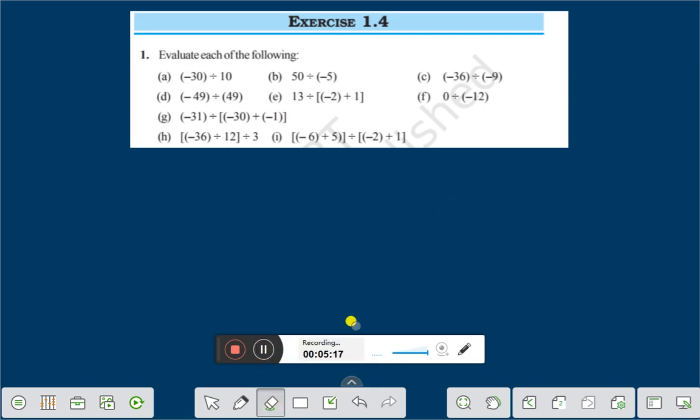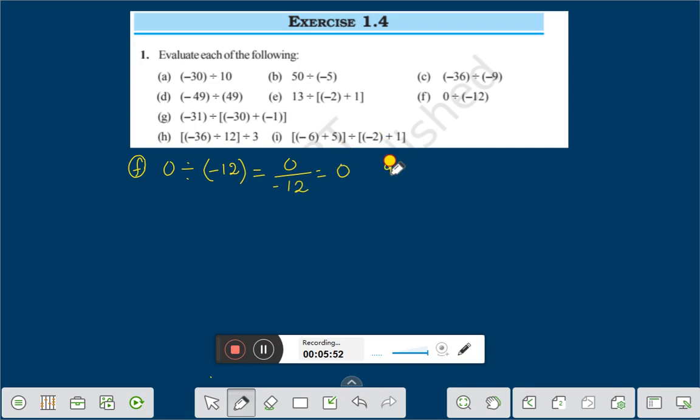Now question number F is 0 divided by minus 12, that is 0 divided by minus 12 is equal to 0 is the answer.